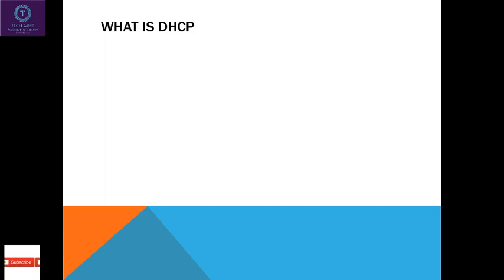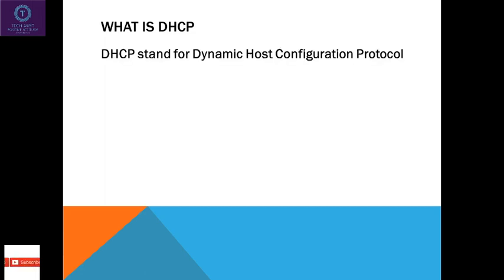So let's begin. What is DHCP? First, DHCP stands for Dynamic Host Configuration Protocol. It is a protocol used for obtaining IPs automatically. There are two ways of obtaining IPs to the system. One is you enter the IP manually, that is called static IP. Second is dynamic IP, that is obtained from a DHCP server.